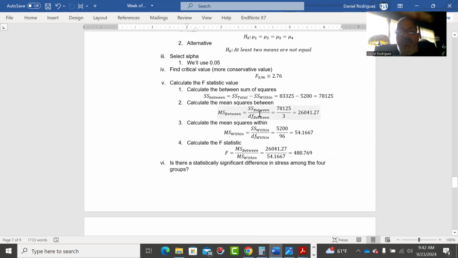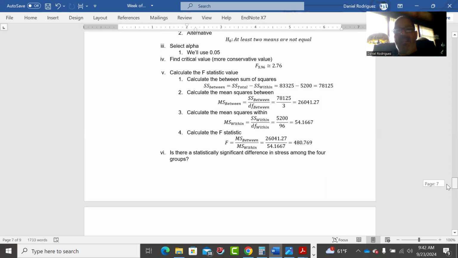Then we can just go ahead and do our calculation. So this is the between, mean square between, we divide by its degrees of freedom. Mean square within, we divide by its degrees of freedom. And then our F statistic is 480.769, which is much larger than 2.76. So we clearly reject the null hypothesis. So we know there is a difference among the means.